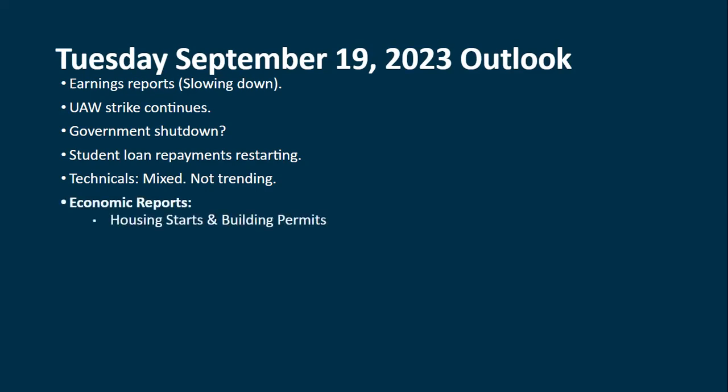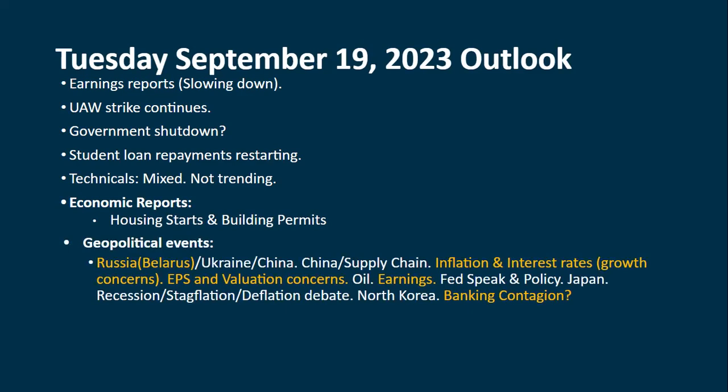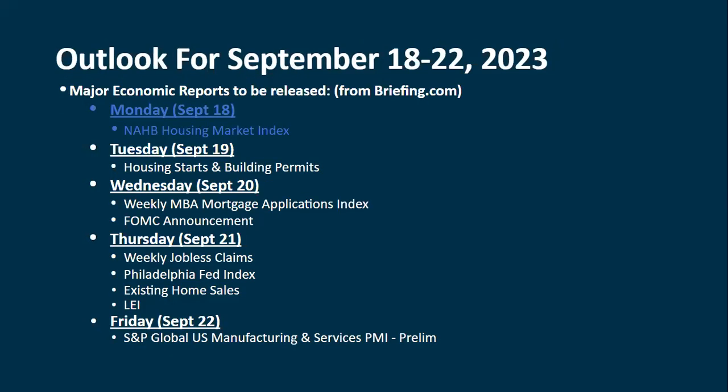We'll have housing starts and building permits coming out. These tend to be leading indicators of the housing market. And then keeping an eye on the geopolitical events. Right now, it's mostly about the Fed. Here's the updated economic calendar, and we'll get the FOMC announcement on Wednesday. We'll get LEI on Thursday. There's a lot of other reports that'll be coming out, but they're not all that influential.